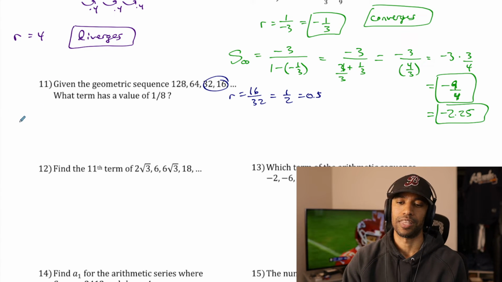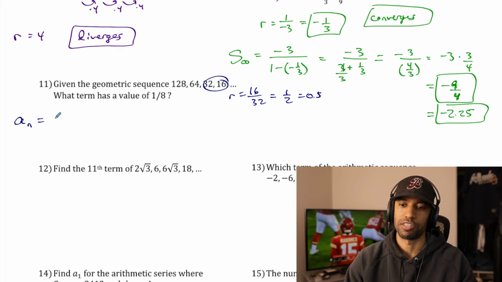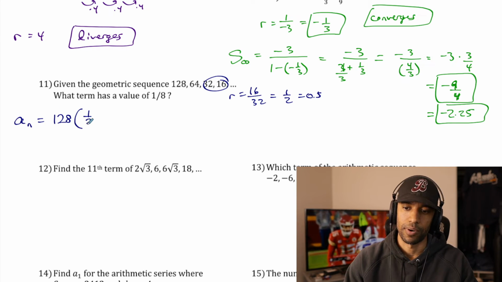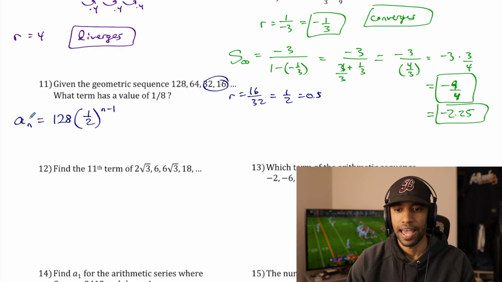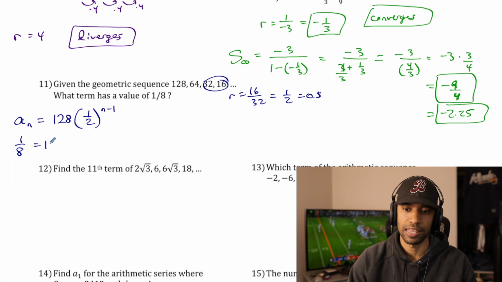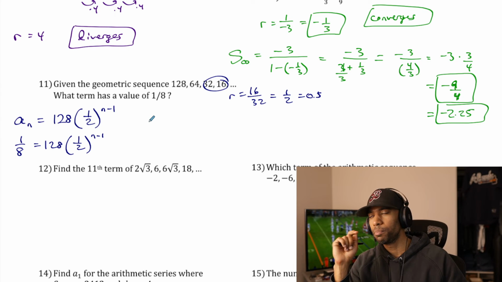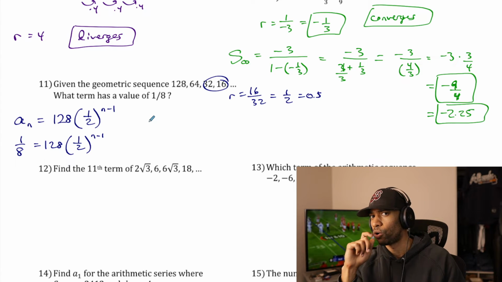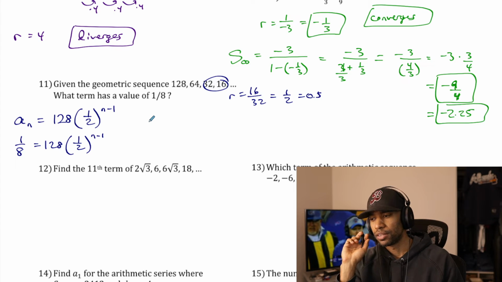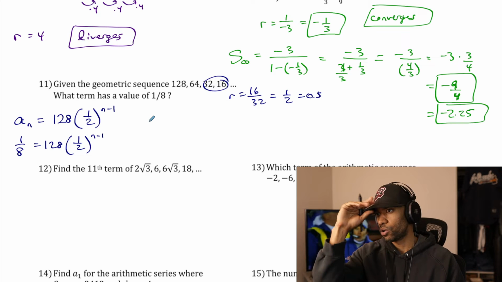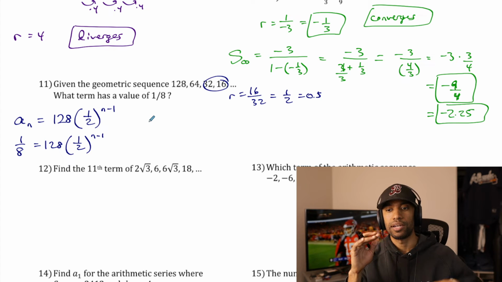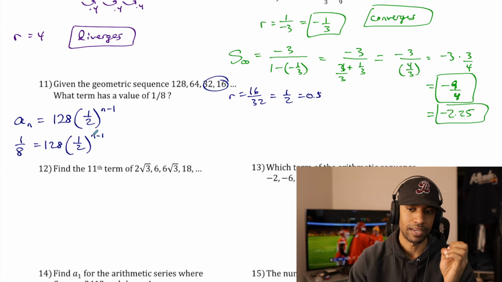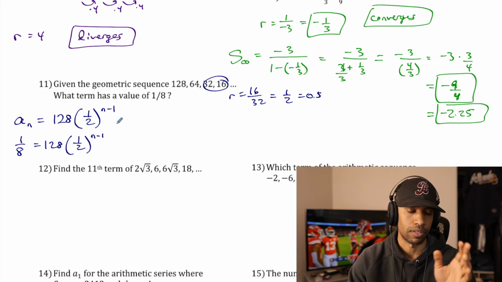So we have the explicit rule: a sub n is the value of the first term times the common ratio, n minus 1 times. Now we have to figure out which n has 1/8 as its value. So 1/8 equals 128 times 1/2 to the n minus 1 power. We are going to play a little bit of a guess and check game with this, because unless you've learned logarithms, we are not going to be able to get exact answers. To solve for a variable in an exponent, you would use what are called logarithms eventually.